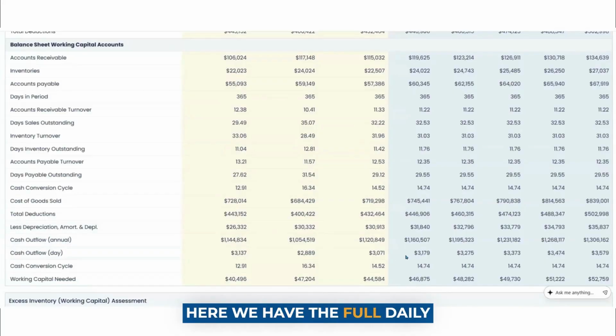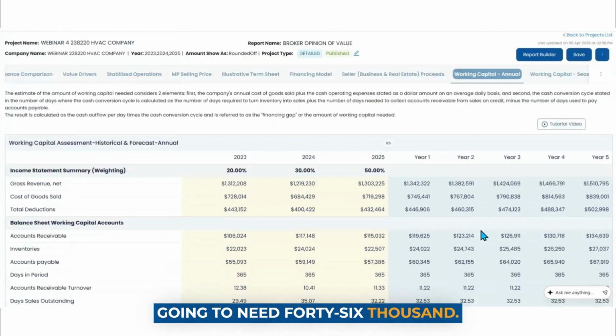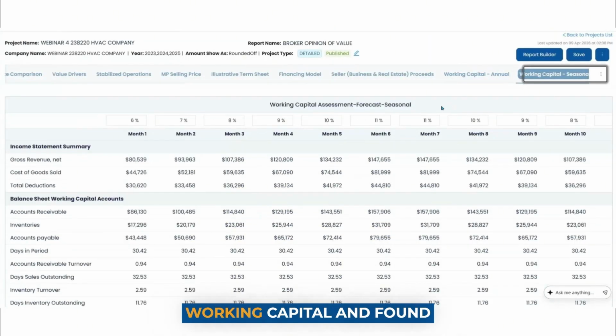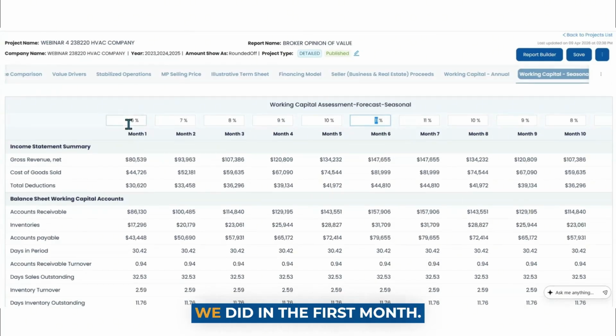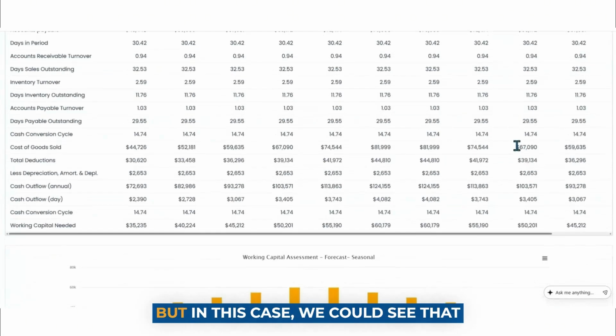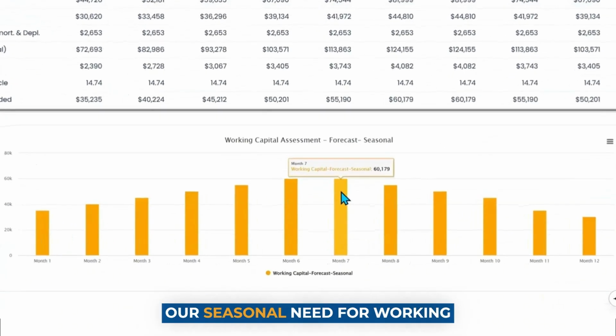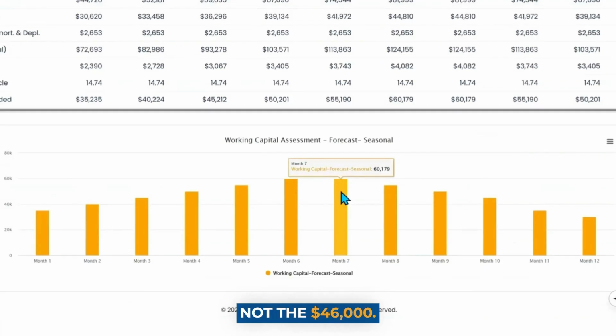Here we have the full daily cash outflow times the cash conversion cycle. We see that this company is likely going to need $46,000. And if we went to the seasonal working capital and found out that the company has some seasonality to it, here we are selling twice as much in the summer as we did in the first month. We could weight this and say if this deal was closing August, our high point might be here, and then we continue through the calendar and pick up January. But in this case, we could see that our seasonal need for working capital is $60,000, not the $46,000.